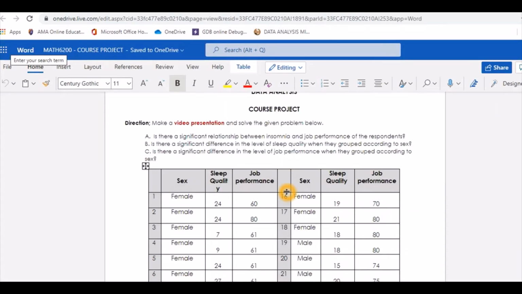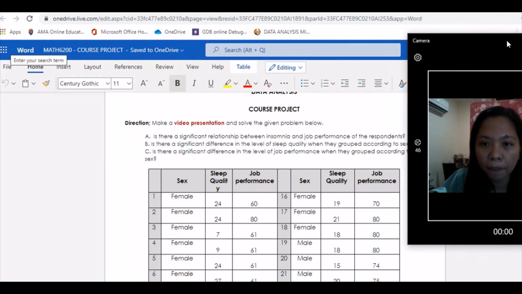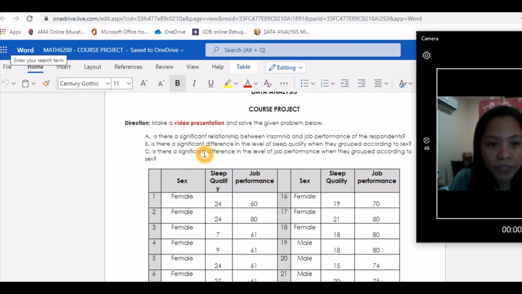Okay, let's proceed to question letter C. Is there a significant difference? Let me show my webcam. Letter C, is there a significant difference in the level of job performance when they are grouped according to sex? Oh, I think my previous answer, which was supposed to be for question letter B, is my answer to letter C.